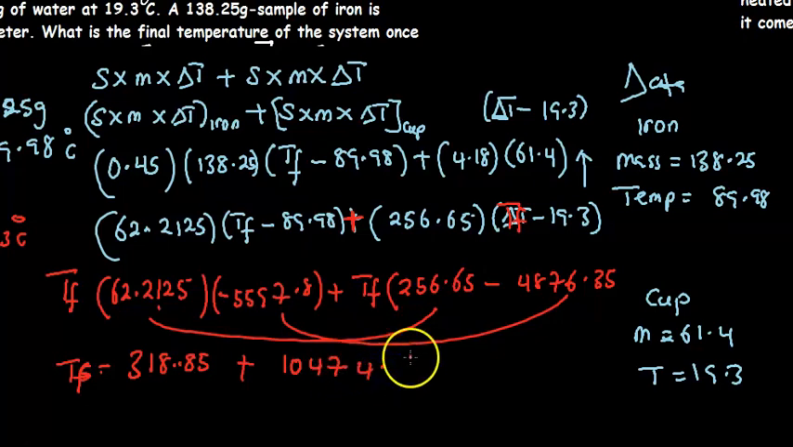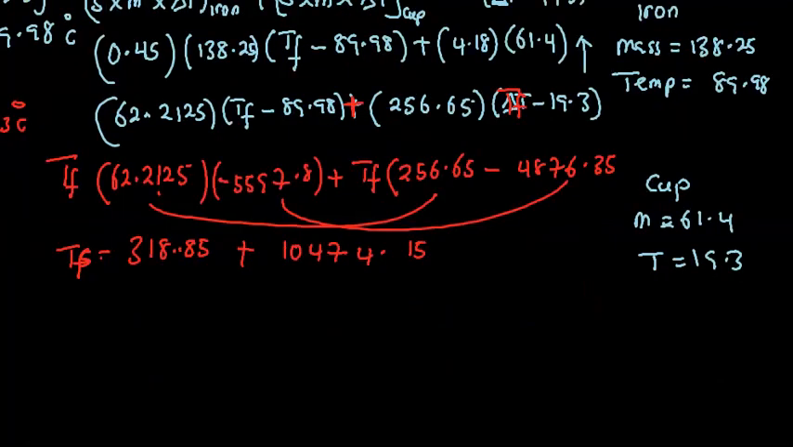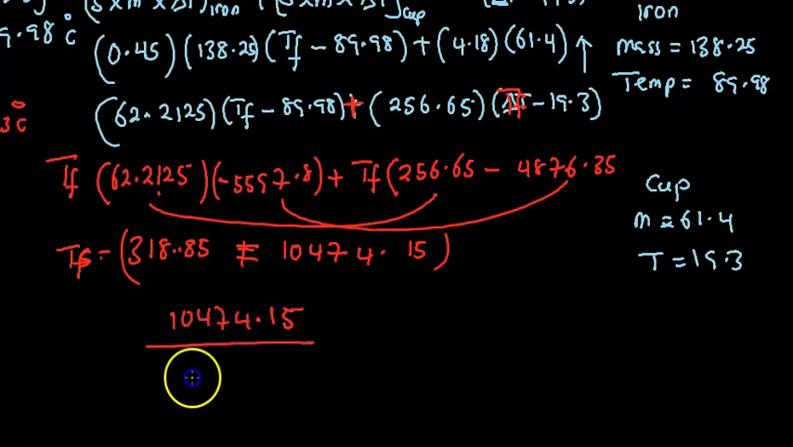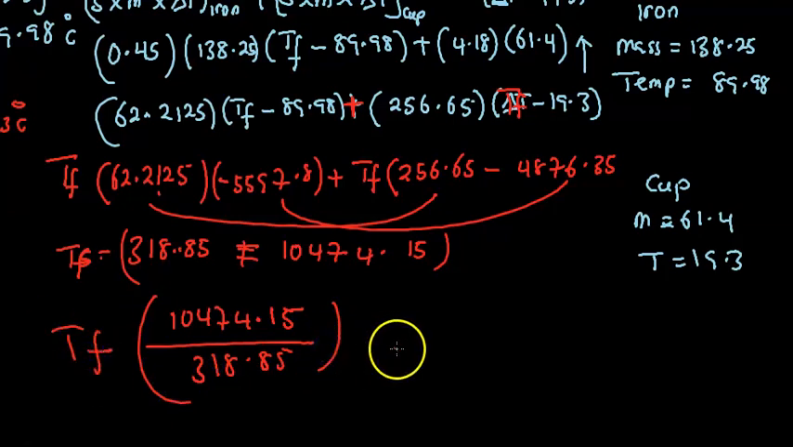So next thing you need to do, remember we have TF here. TF is going to be equal to, next thing you need to do is to divide. In this case, 10,474.15 divided by 318.85. This is TF. If you punch it on your calculator, your final answer is going to be 32.93, which is approximately 33 degrees Celsius, and this is our final answer. Thank you.